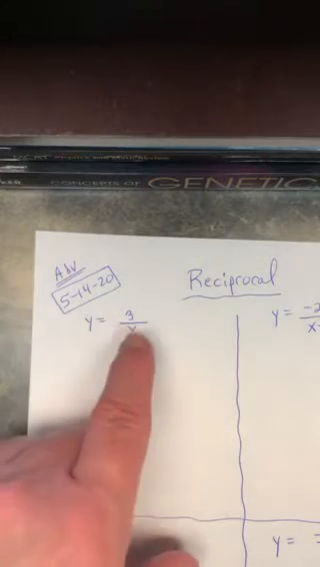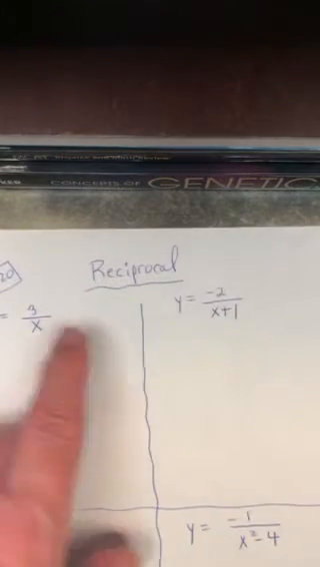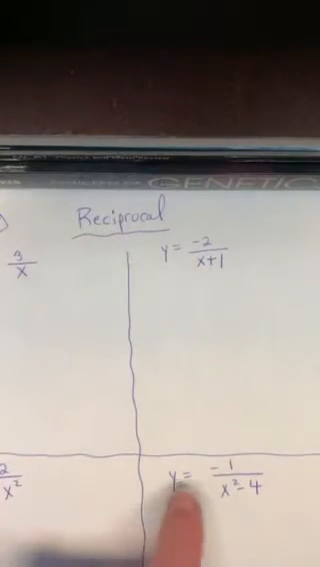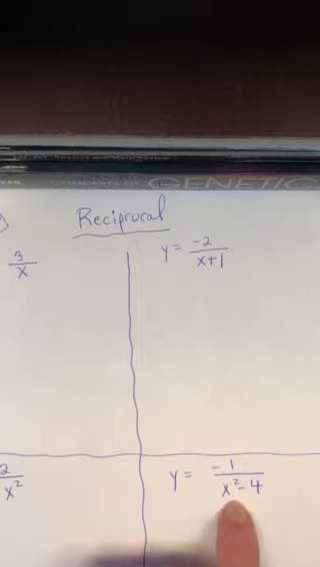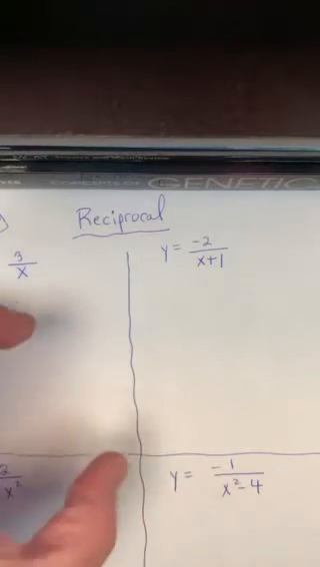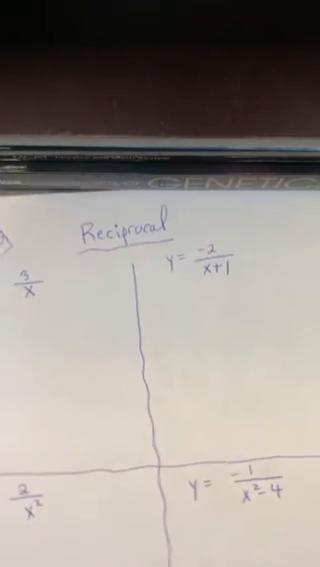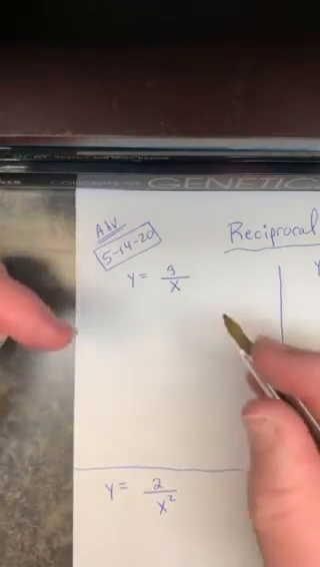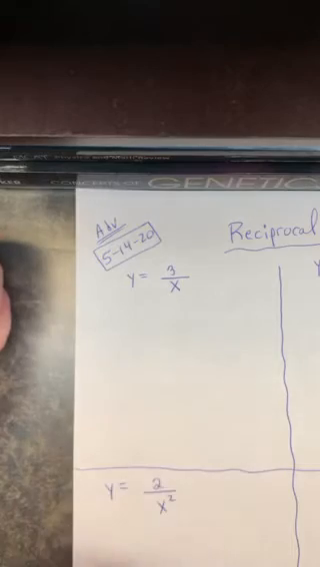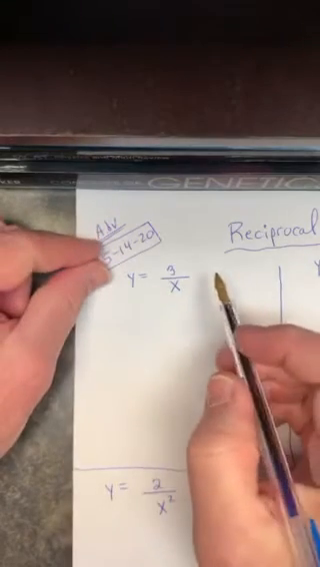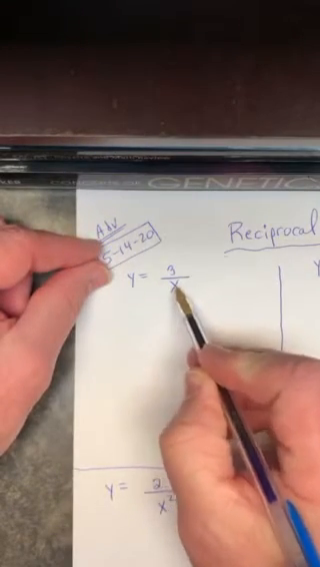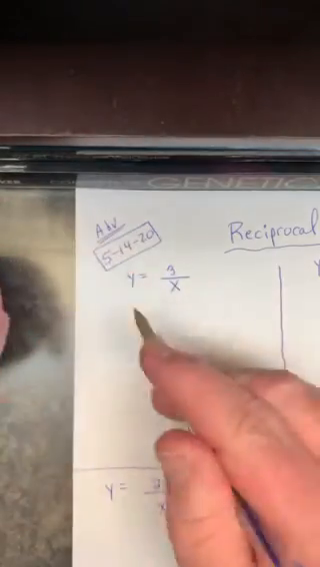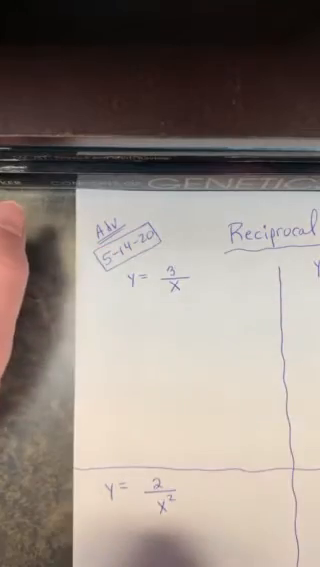So as soon as you see 3 over x, or in this case, negative 2 over x plus 1, or even negative 1 over x squared minus 4, and you're noticing, oh my gosh, there's a variable on the bottom, what has to jump into your mind is a vertical asymptote somewhere, right? Because remember, when the bottom of a fraction is a 0, that's undefined and doesn't exist, which is where you draw an asymptote on your picture.